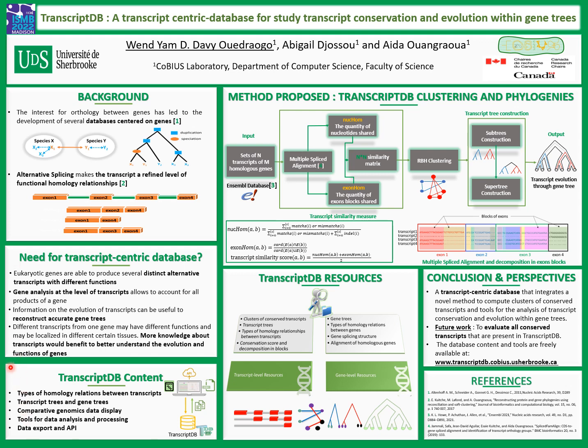What is the TranscriptDB content? TranscriptDB provides types of homology relations between transcripts, also transcript trees and gene trees. It also provides comparative genomics data display, tools for data analysis and processing, and finally data export and a programmatic access API. TranscriptDB allows you to download data in FASTA format or CSV format. The collected and computed data are loaded into a custom PostgreSQL relational database.